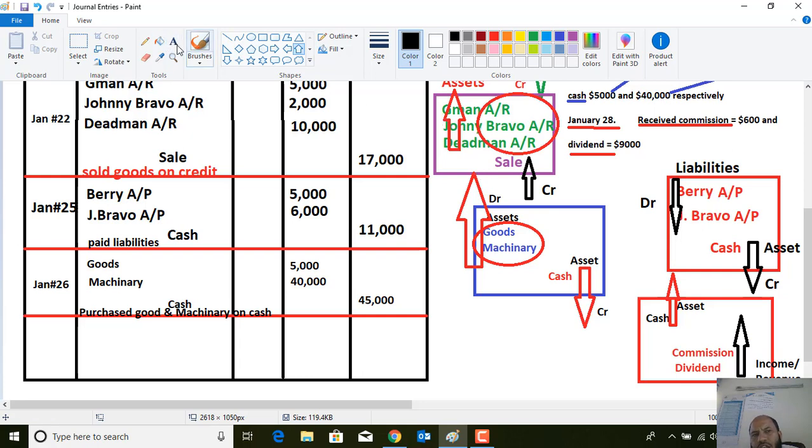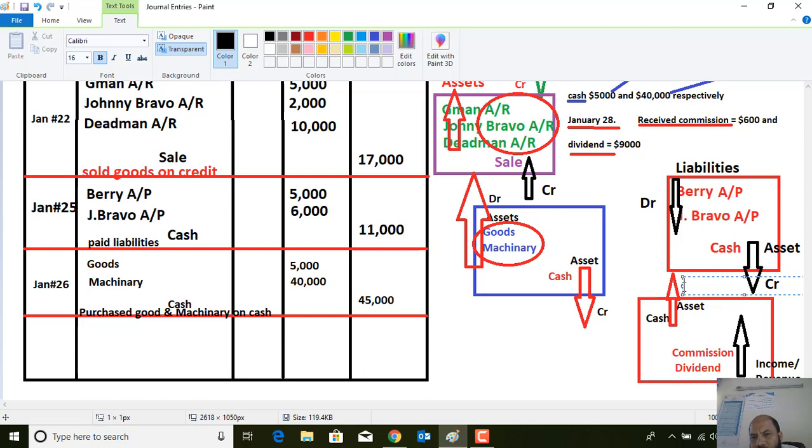So dear students, according to the rules of debit and credit, an increase in assets should be debited. So we will record it at the debit side. But an increase in income should be credited. So dear students, we will record commission and dividend at the credit side and cash at the debit side.